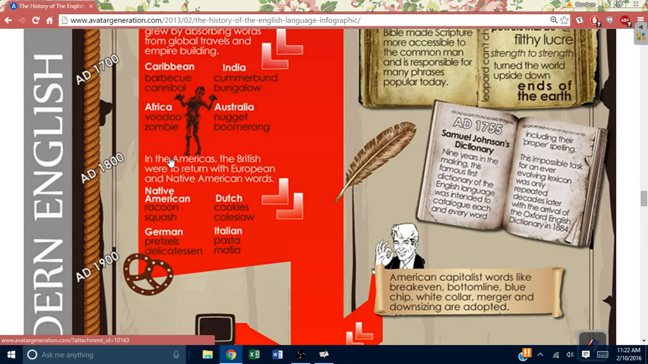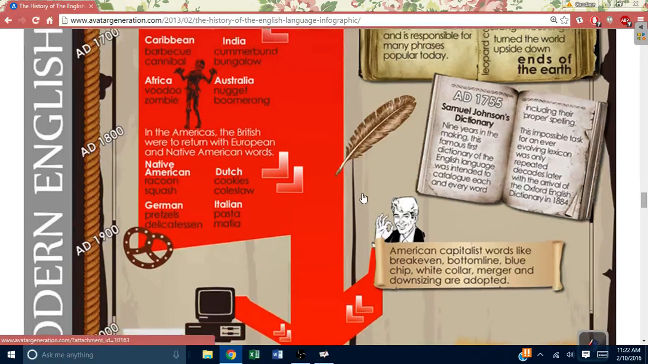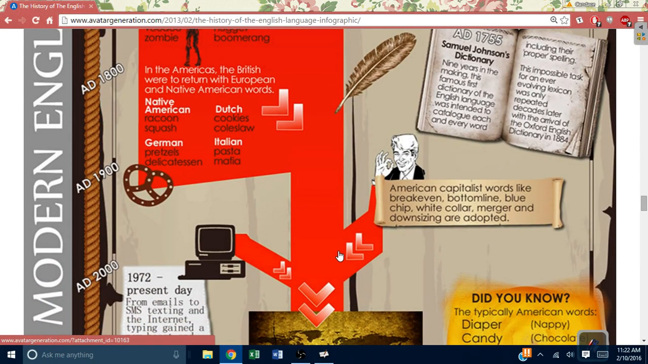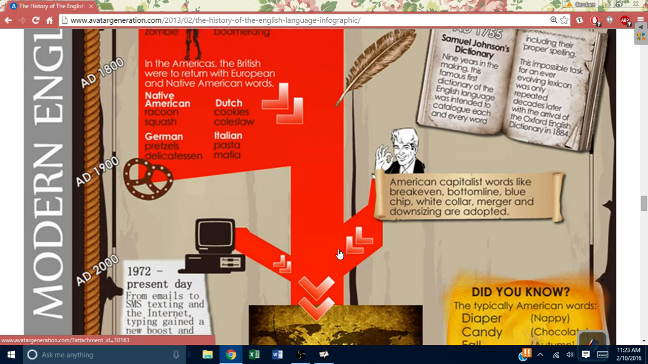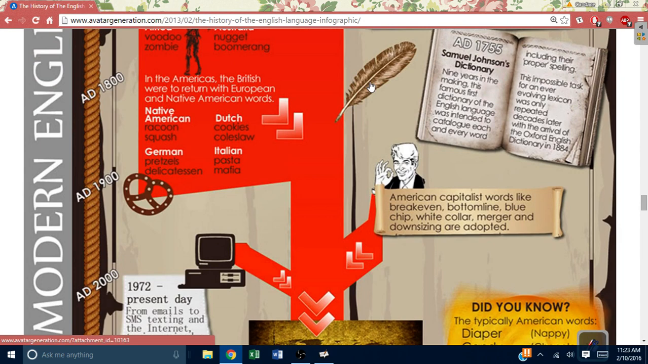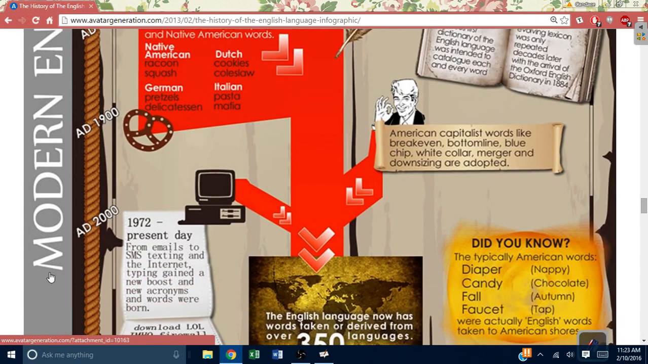There were also other ones too: from the Native Americans, raccoon and squash; cookies and coleslaw; from Germany, pretzels and delicatessen; and Italian, of course, we get a lot of food from there, as well as the mafia. So lots of different fun facts here that you can read as I'm scrolling down a little bit. And eventually the Oxford English Dictionary in 1884 became the foremost source for the English language, and it continues up until this day.